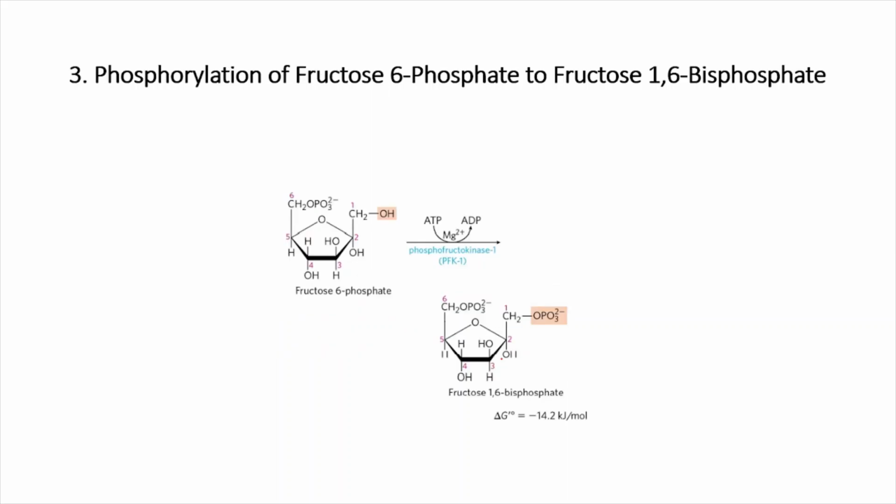The next step is the phosphorylation of fructose 6-phosphate to fructose 1,6-bisphosphate. So here again ATP is invested. This is the second step where ATP is invested. The first was in step number 1.